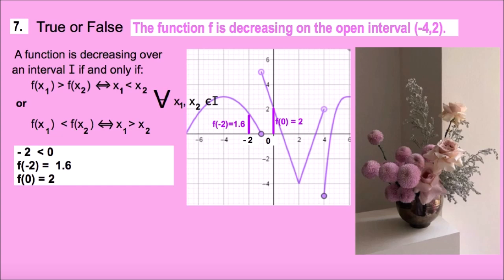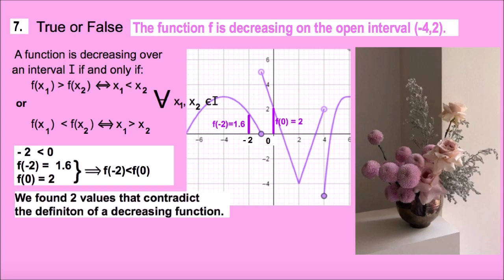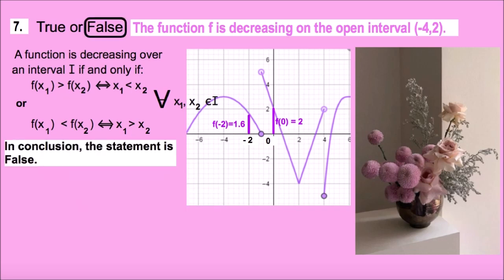-2 is less than 0. We selected our x's. f of -2 is equal to 1.6, and f of 0 is equal to 2. Therefore, f of -2 is less than f of 0. So we found a contradiction. We found two values that contradict the definition of a decreasing function. In conclusion, this statement is false.